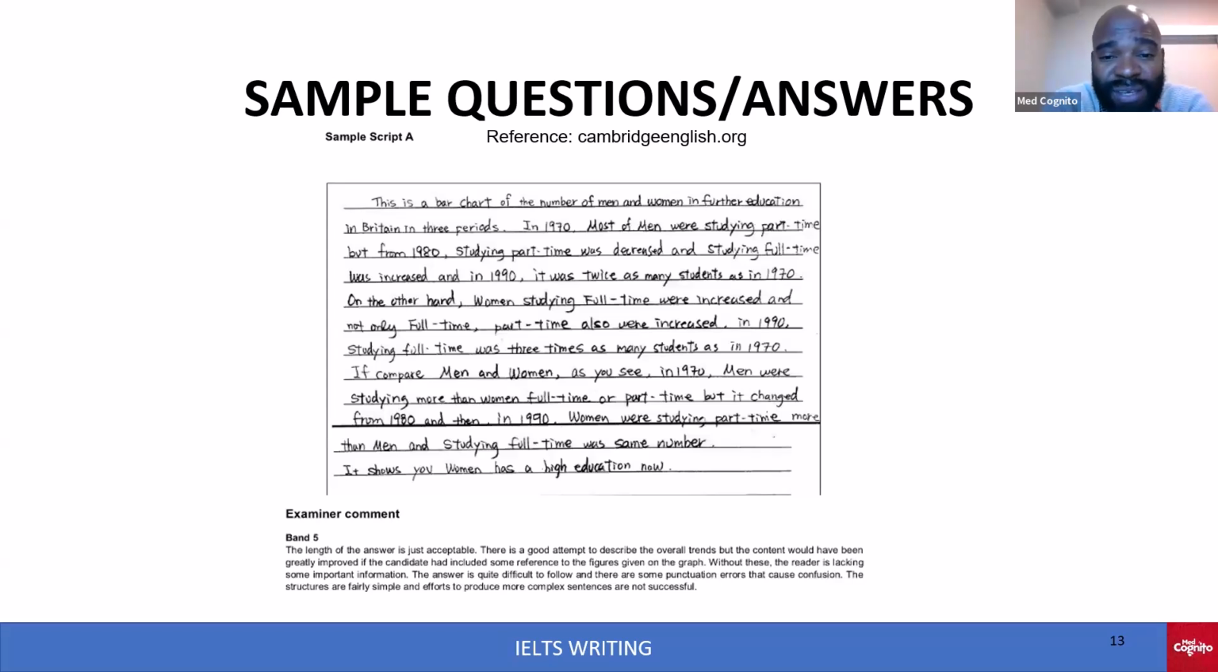On the other hand, women studying full-time were increased, and not only full-time, part-time also were increased. In 1990, studying full-time was 3 times as many students as in 1970. If compare men and women, as you see, in 1970, men were studying more than women, full-time or part-time. But it changed from 1980, and then in 1990, women were studying part-time more than men, and studying full-time was the same number. It shows you women has a high education now.